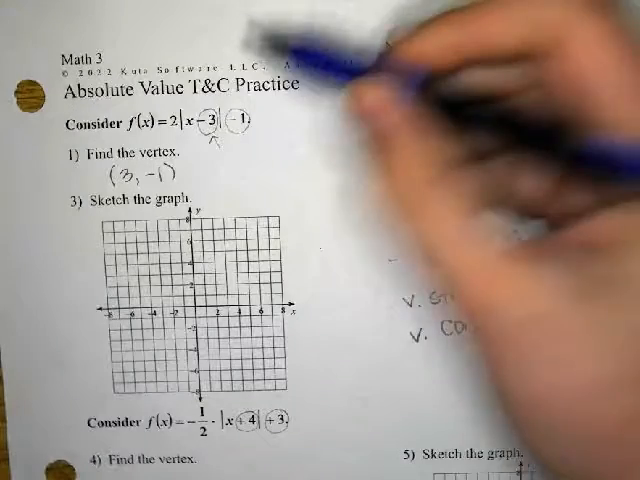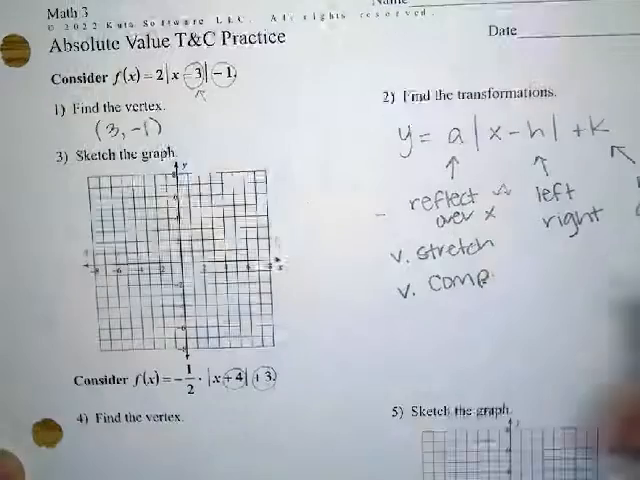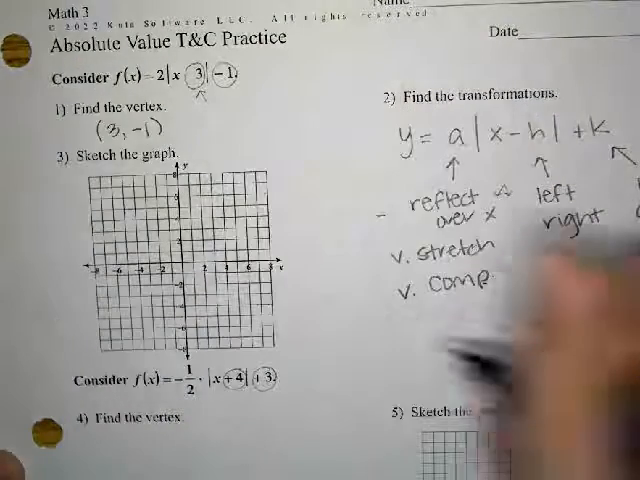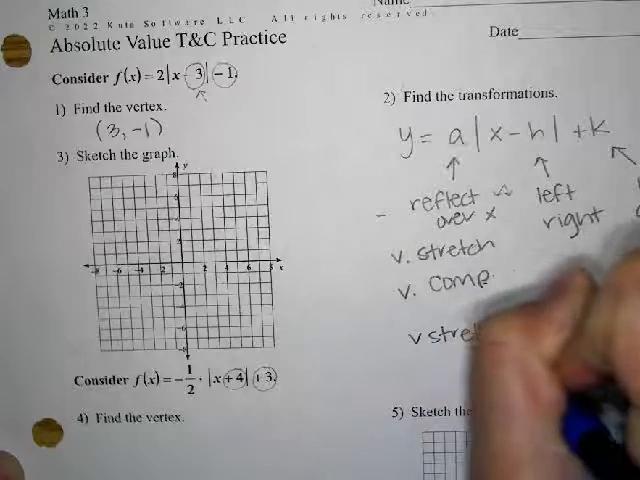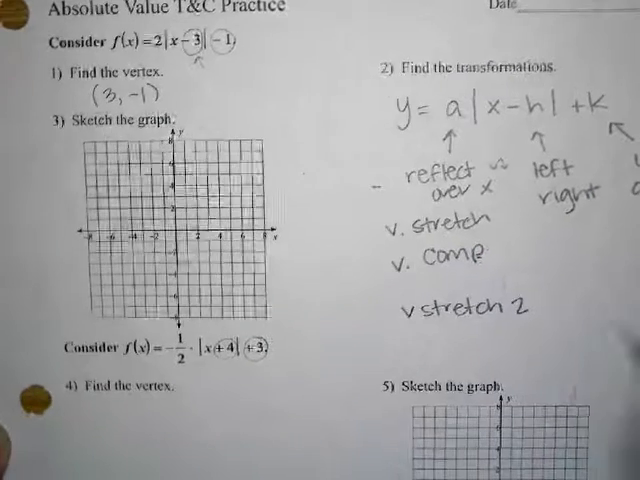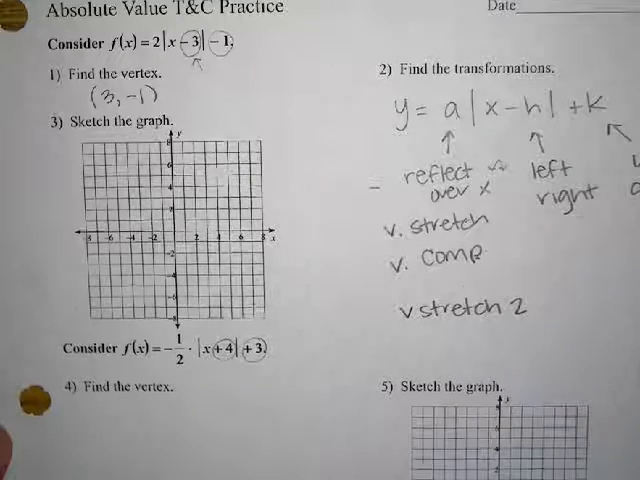So this one has a number that is a 2. 2 is bigger than 1, so that's a vertical stretch. So for this particular problem, I'm going to say that the graph has a vertical stretch of 2. So that means that this graph is going to look tall and skinny. It's going to be twice as tall as a regular graph.